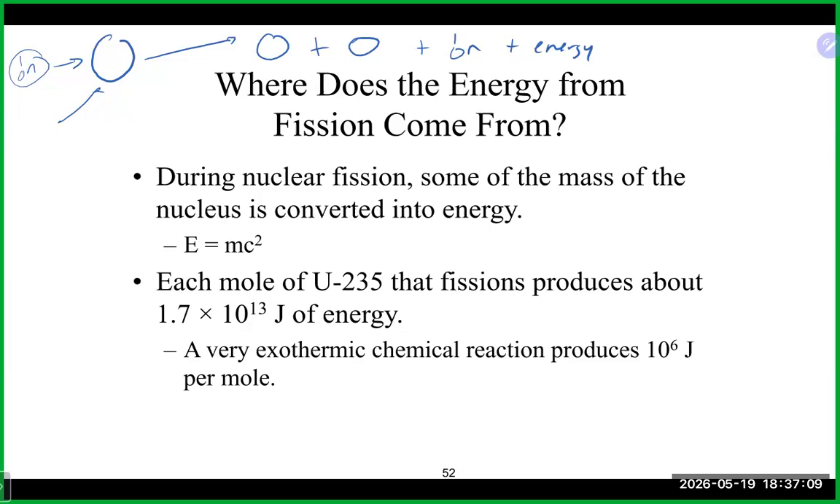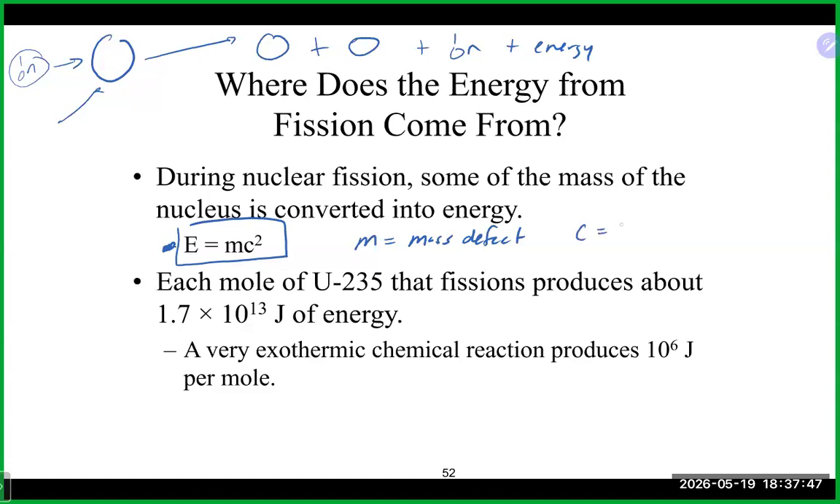Now, during the process of nuclear fission, some of the mass of the nucleus is actually converted into energy via Einstein's equation, E equals mc squared. M in this case is sometimes referred to as the mass defect, and we're going to talk about what that is in just a second. But essentially, it is the slight mass difference between the particles within the nucleus, the protons and neutrons, and the mass of the isotope. So there's a slight mass difference between those two, and basically, that gets converted into energy.